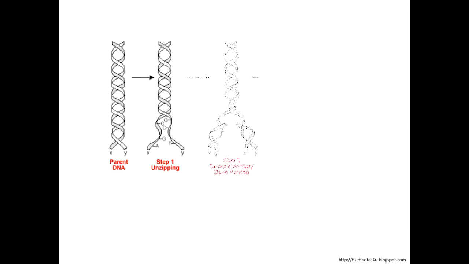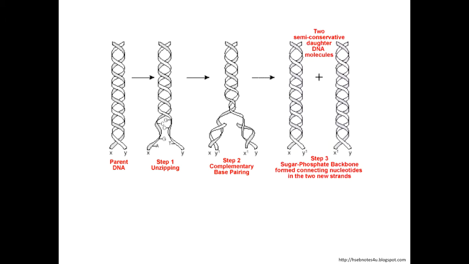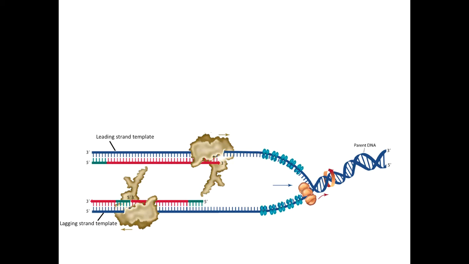There are 3 steps for DNA replication. Step 1, unzipping, unwinding, and strand separation. Step 2, adding complementary bases. Step 3, formation of 2 identical DNA molecules. Let's look at these steps in more detail.